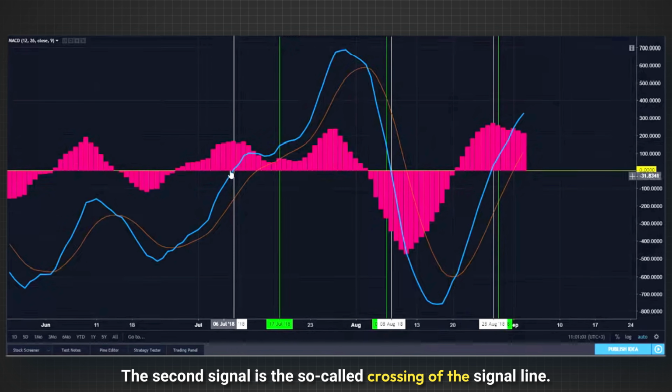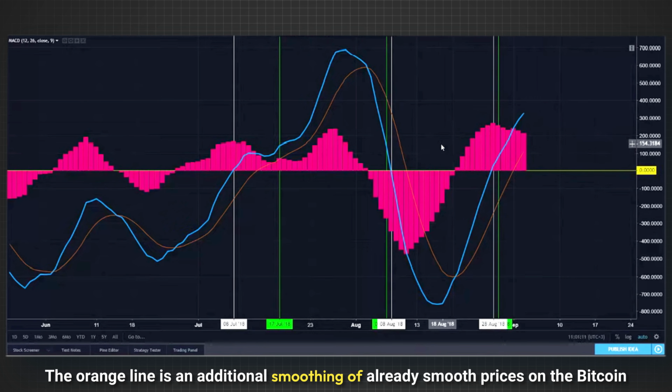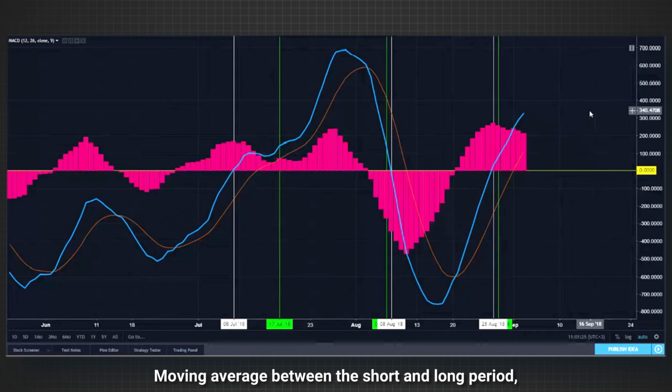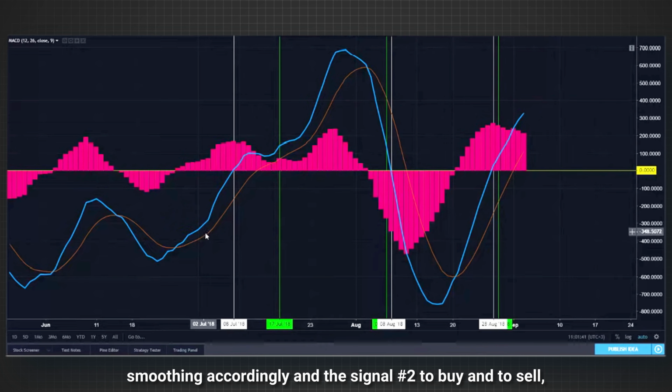Let's move on. The second signal is the so-called crossing of the signal line. This line is orange. What does it represent? The orange line is an additional smoothing of already smoothed prices on the Bitcoin price charts. That is, we take the moving average of the difference between the short and long period, that is, between what is basically the MACD indicator. We smooth it additionally. By default, the author initially came up with period 9 of additional smoothing.